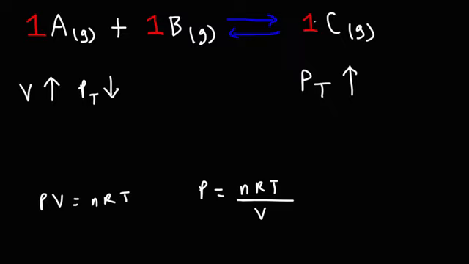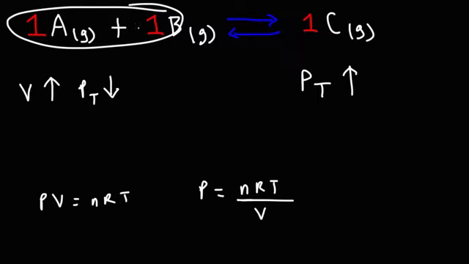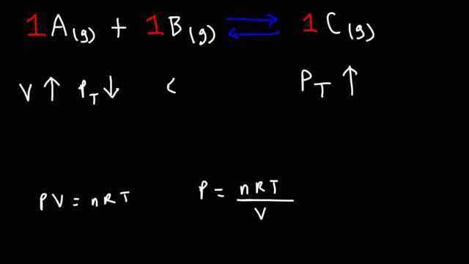Now notice that we have one gas molecule on the right side, but we have two gas molecules on the left. In order to increase the total pressure, it needs to shift to the side with more moles of gas molecules. So we have 1 mole of gas on the right per 2 moles on the left. So it's going to shift to the left side because there's more moles of gas. And by shifting to the left, it's going to increase the total pressure.